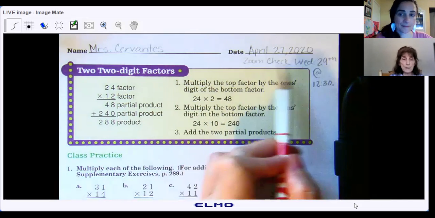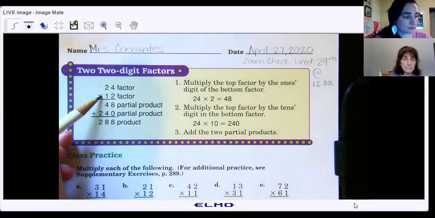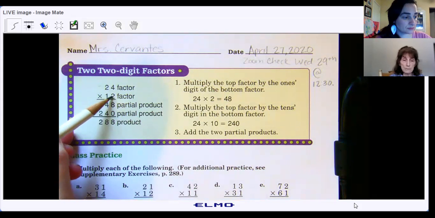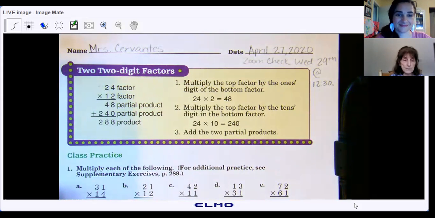Okay, we're going to multiply two-digit factors. So 24 is two digits, a 2 and a 4, and 12 is a 1 and a 2, so 24 and 12 are two-digit factors. Okay? All right, so first thing we're going to do, we're always going to start in the ones column.